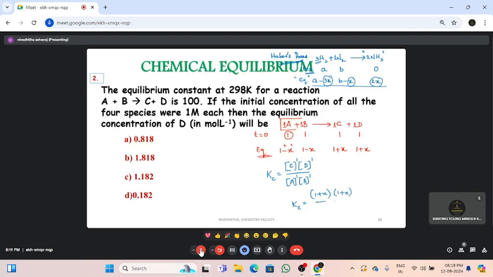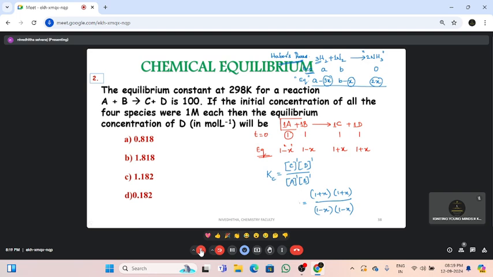And at equilibrium, what is the concentration of A and B? It is 1 minus X, 1 minus X. It is not X minus 1. Okay. What is the value of Kc? Are we provided with the value of Kc? 100. Very good. It is 100.